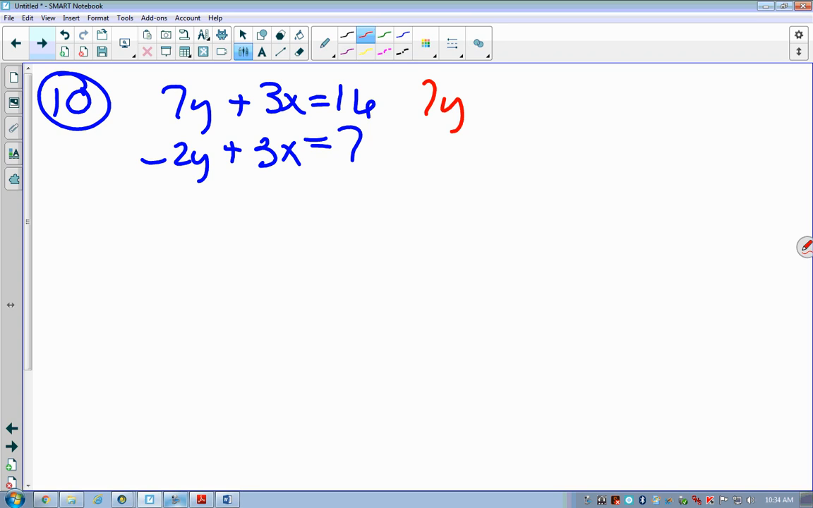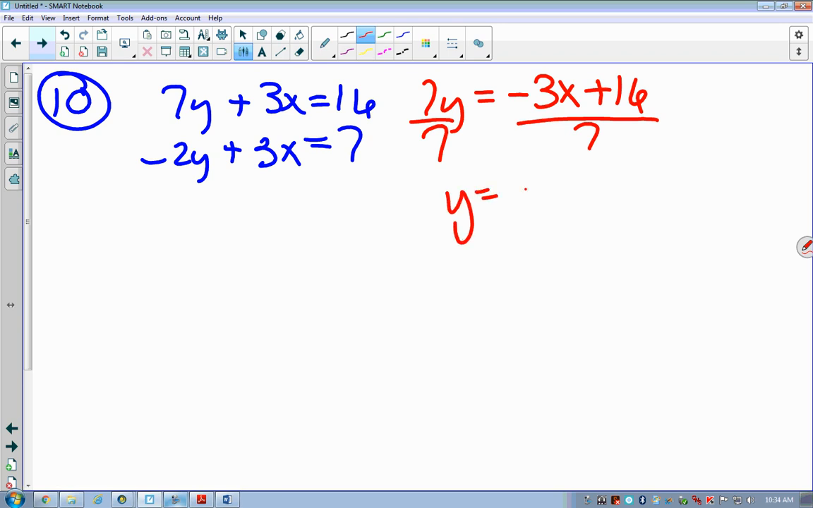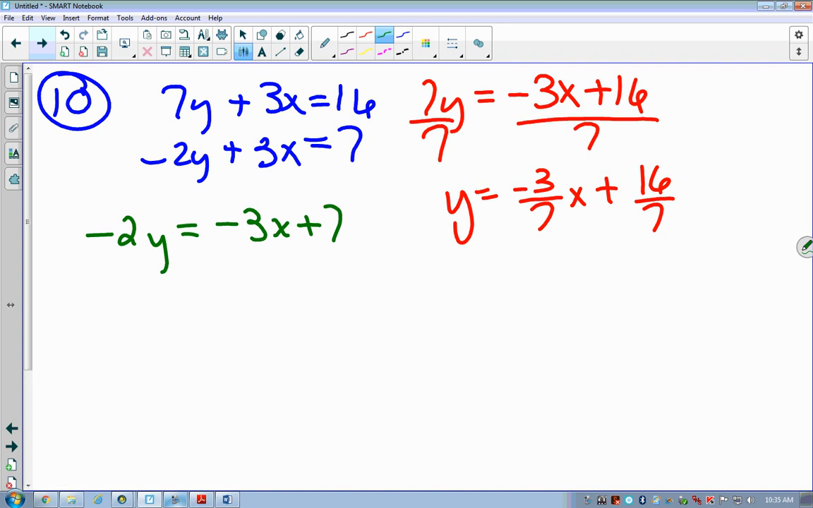7y. Okay, you're going to subtract 3x, so we get negative 3x plus 16. Divide by 7. All right, so we're getting y equals negative 3 over 7 x plus 16 sevenths. Right? All right, and then in our other one, what are we going to do there? All right, so we got negative 2y equals negative 3x plus 7. Divided by negative 2. Okay.